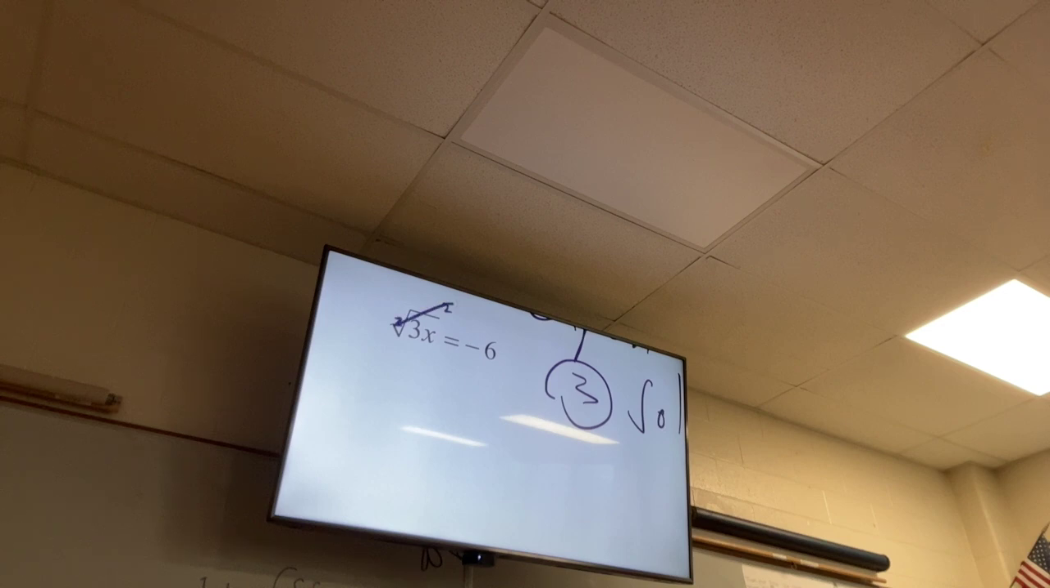Ooh, what's wrong about that on the right side? You need to do parentheses squared. If it's a negative, make sure the negative's inside parentheses. Okay, so we're going to get 3x equals 36. And then solving for x, we'll get x equals 12.